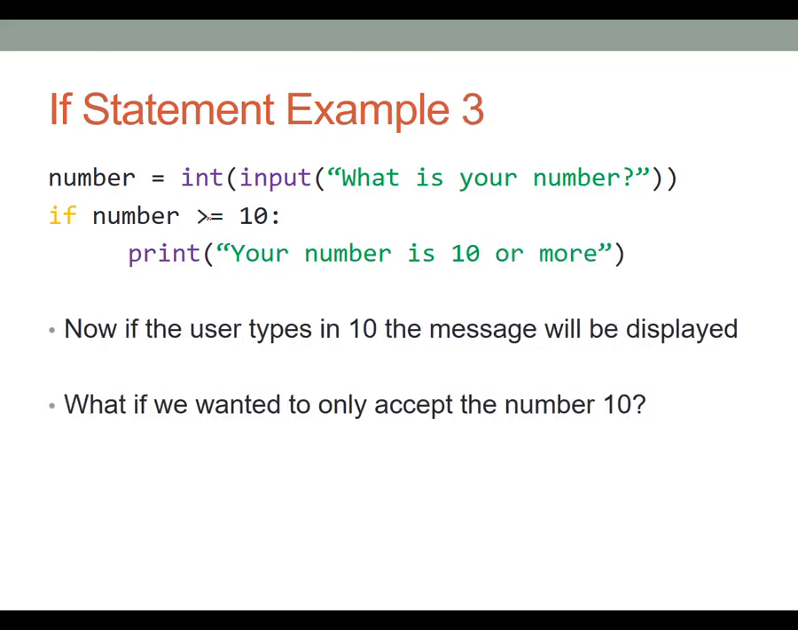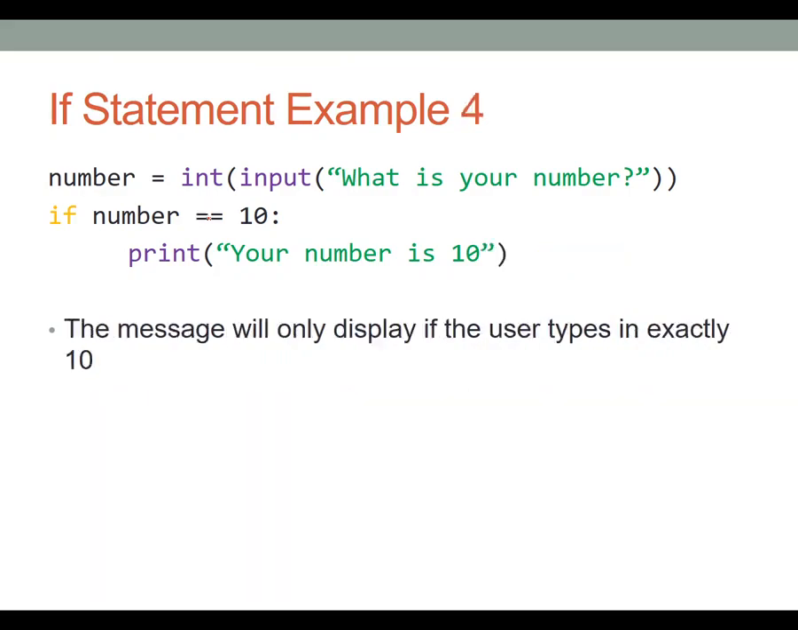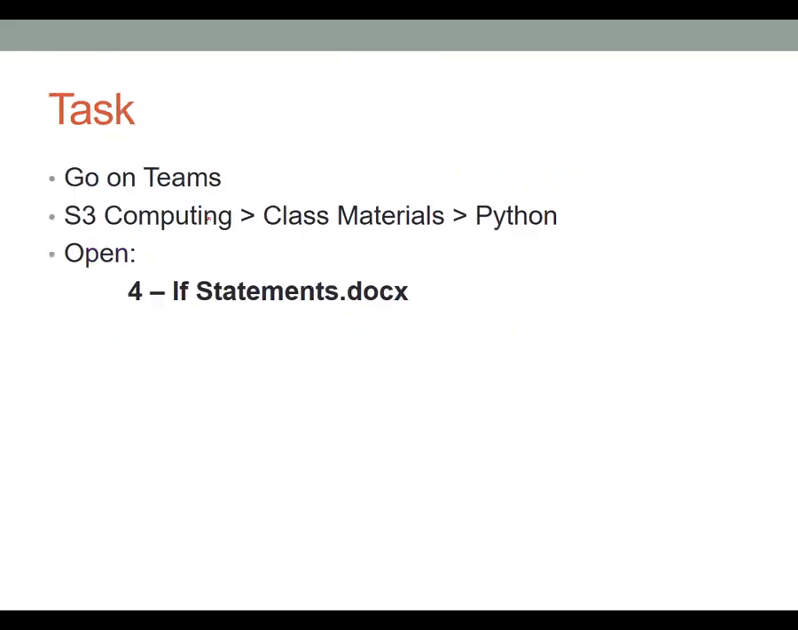If you only want to accept the number 10, like nothing else, you use a double equal sign, so there's a double equal sign there. Any other possible number below 10, negative numbers, 10 million, doesn't matter, if it's not 10, it doesn't do anything. So we're going to be looking at how to actually do this on Python.